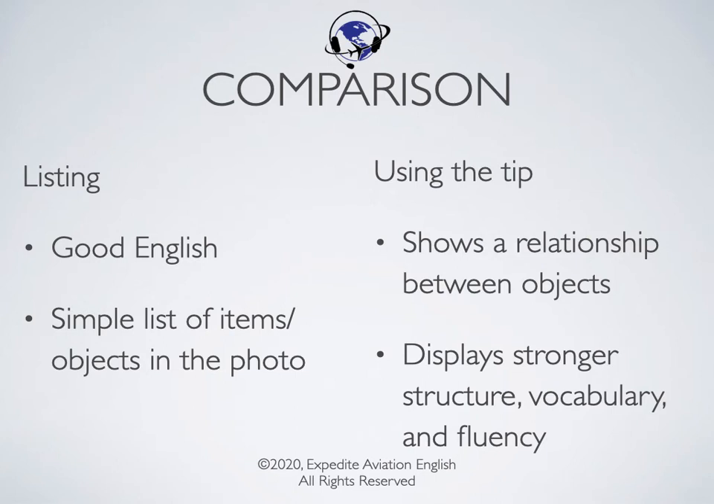But when he uses the tip, you can then see a relationship between the objects. There is stronger structure, better vocabulary, and you can even hear he sounds a little bit more comfortable when he speaks. He's more fluent. There's more of a rise and fall to his speech, whereas in the listing it's just item, item, item, item, and not a lot of room for growth. So, I hope that helps you understand the difference between the two.